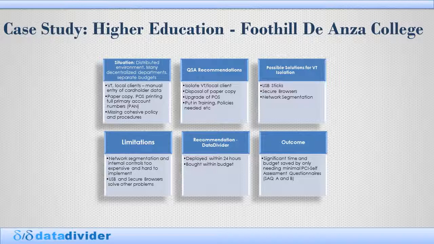The available technical solutions are reviewed and rejected due to price, complexity, and inadequacy. DataDivider IAT is then selected and implemented within 24 hours, within budget, and all departments are able to fully comply whilst completing only an SAQ A or B.